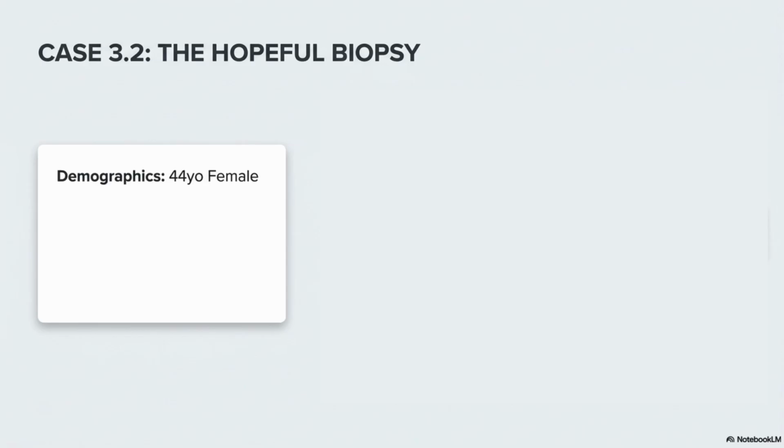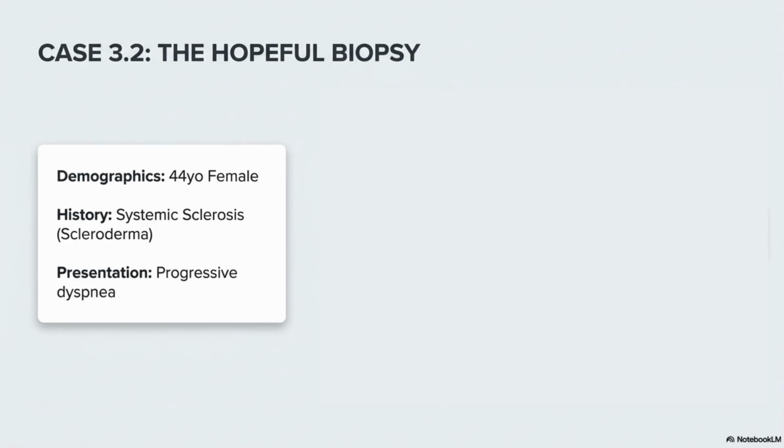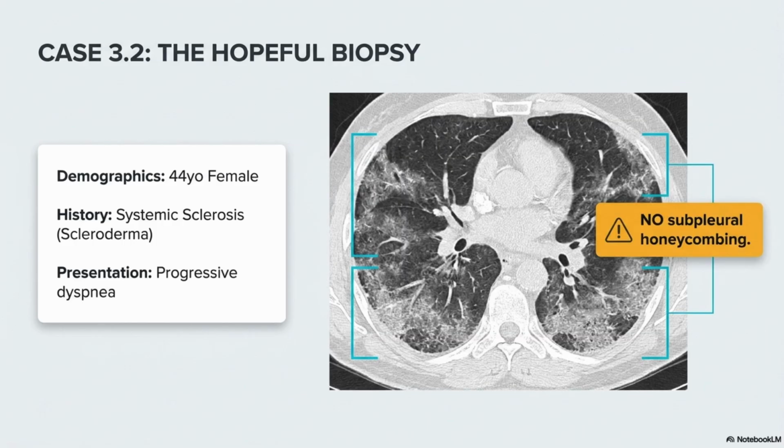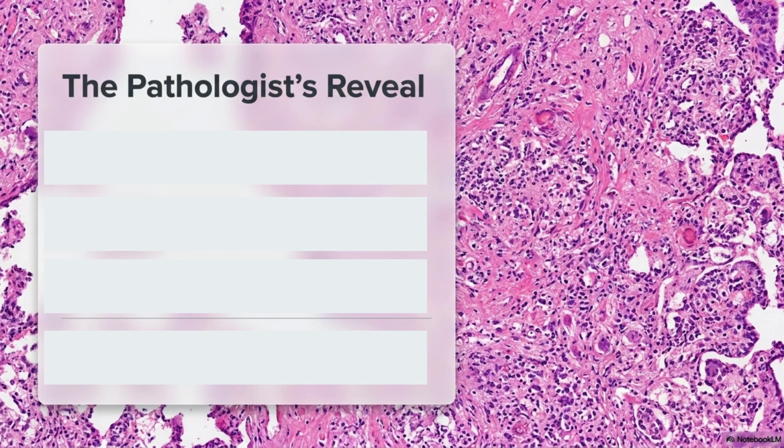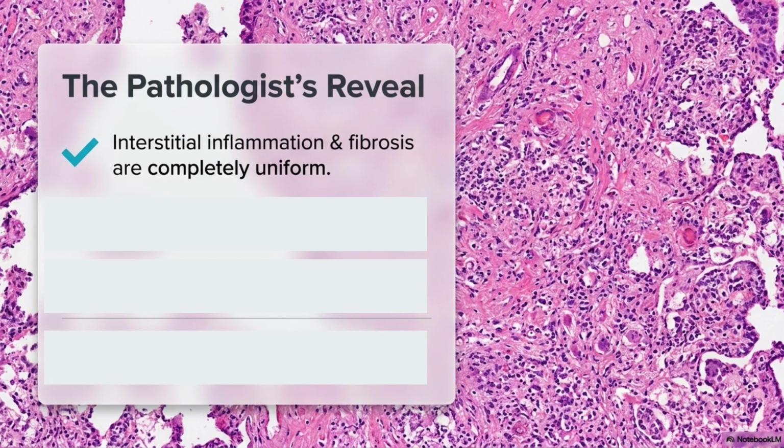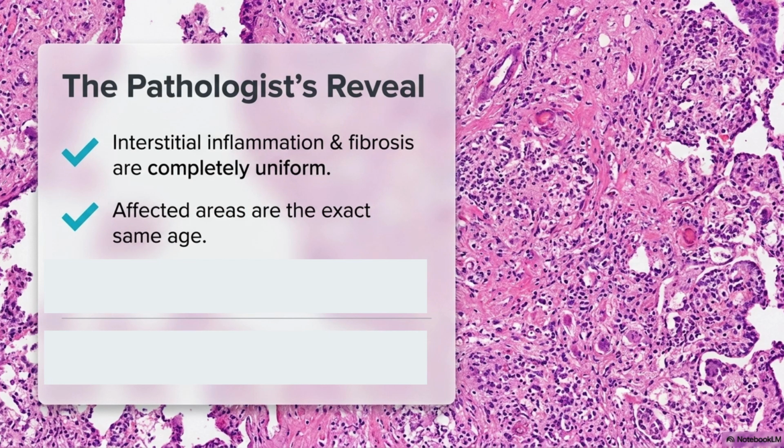Our demographics show a 44-year-old female. Her history is significant for systemic sclerosis, also known as scleroderma, and her chief presentation is progressive dyspnea. But here is the critical warning sign on her imaging. There is no subpleural honeycombing. Moving to the pathologist's reveal under the microscope, we see that the interstitial inflammation and fibrosis are completely uniform. The affected areas are the exact same age and there are zero fibroblastic foci.